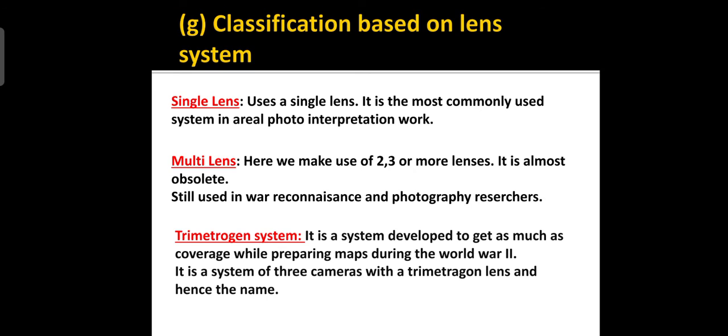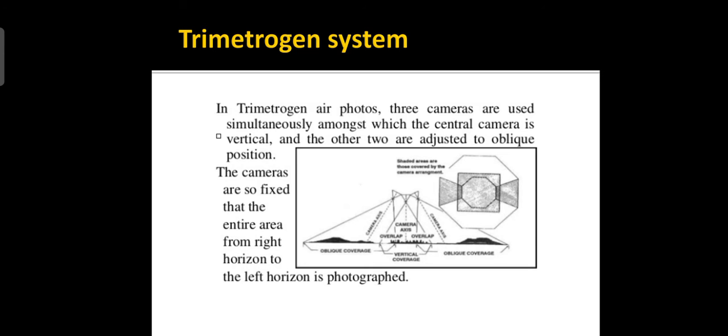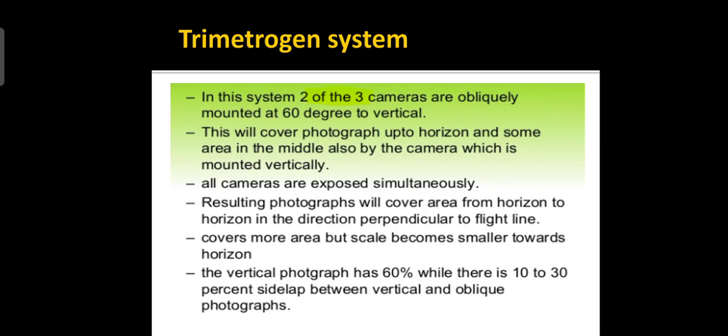Then the time measurement system. It is a system developed to get as much coverage as possible by preparing maps during World War II. It is a system of 3 cameras with a time measurement lens. In time measurement air photos, 3 cameras are used simultaneously, amongst which the central camera is held vertically and the other 2 are adjusted to oblique positions. The cameras are so fixed that the entire area from right horizon to left horizon is photographed. In this system, 2 or 3 cameras are obliquely mounted at a 60-degree angle to the vertical. Then this will cover a photograph up to the horizon.